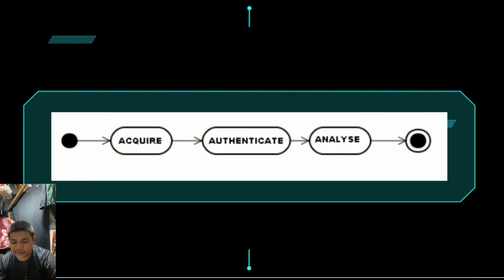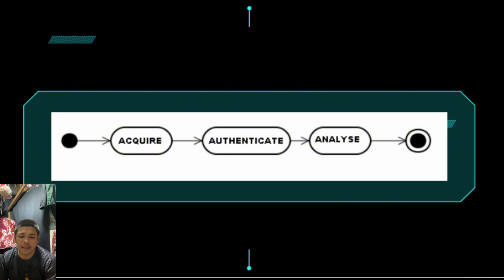So first, acquire. In this phase, the primary goal is to collect digital evidence without changing or damaging the original evidence. So this requires methods and tools that ensure data integrity from the start. Next is authentication. So the collected data is then authenticated to prove its validity and consistency with the original evidence. So this process ensures the evidence's reliability for court.